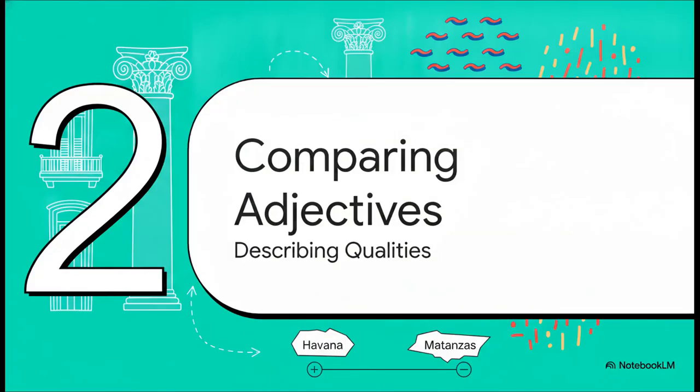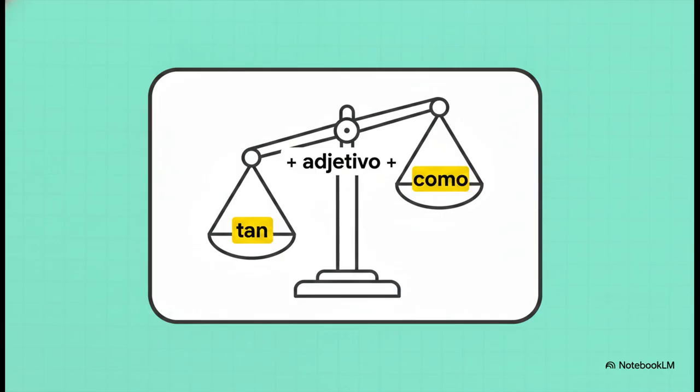Section 2. Comparing with adjectives. Let's look at how surprisingly simple Spanish comparisons can be. Honestly, you should think of this structure literally like a simple math equation. When you want to express a quality, basically saying something is as something else, you just use this formula. It's tan plus your adjective plus como. It creates this perfect, neat balance on both sides of the sentence.